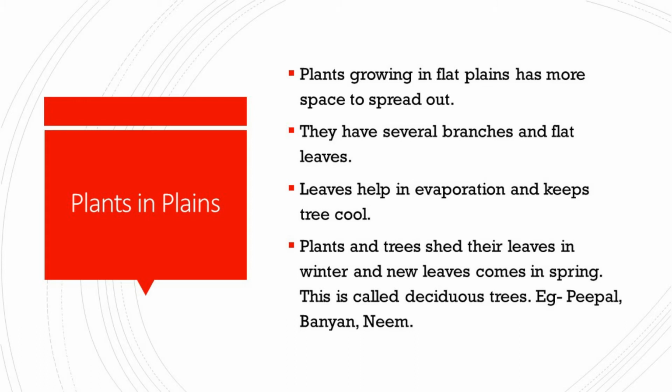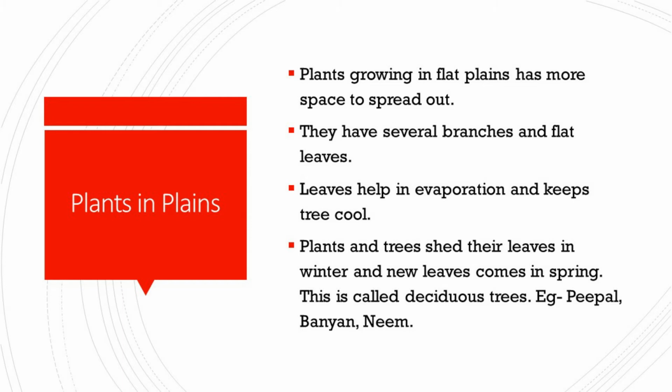The plants growing in flat plains have more space to spread out. So you can see very big trees on the plains area. Second, they have several branches and flat leaves. Just imagine a mango tree. They are having several branches and they are having flat leaves, like banyan and other examples of terrestrial plants.